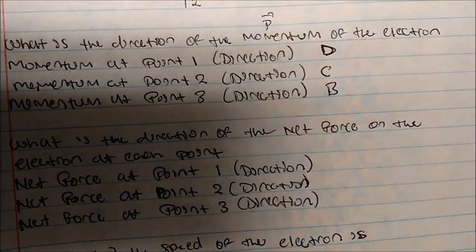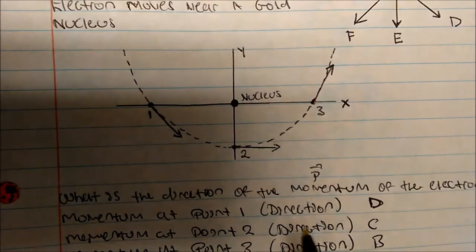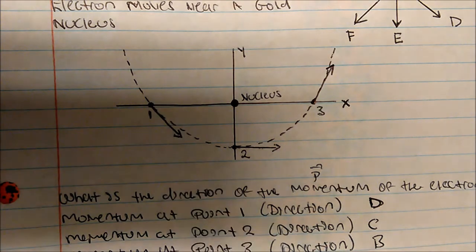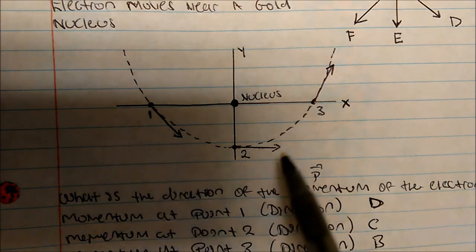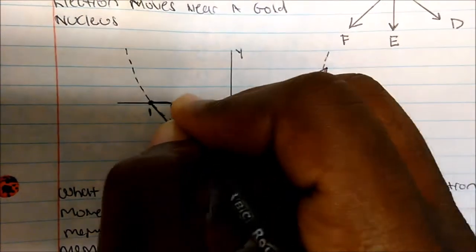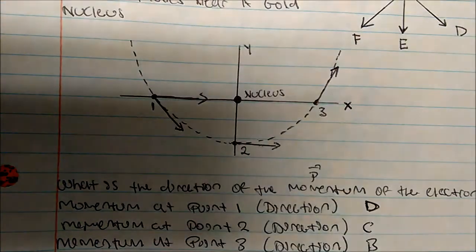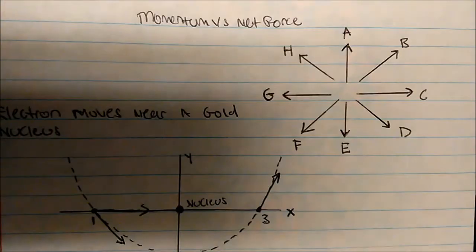Now, what about the direction of the net force on the electron at each point? What would be the direction of the net force at point one? Remember we said that in circular motion, the net force is always towards the center. So at point one, my net force is pointing straight towards the center, and that looks like a perfect line to represent C.